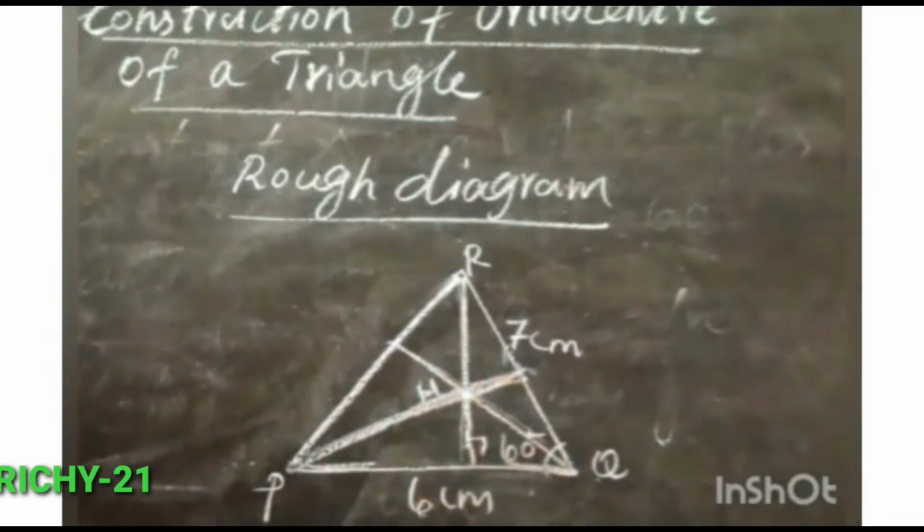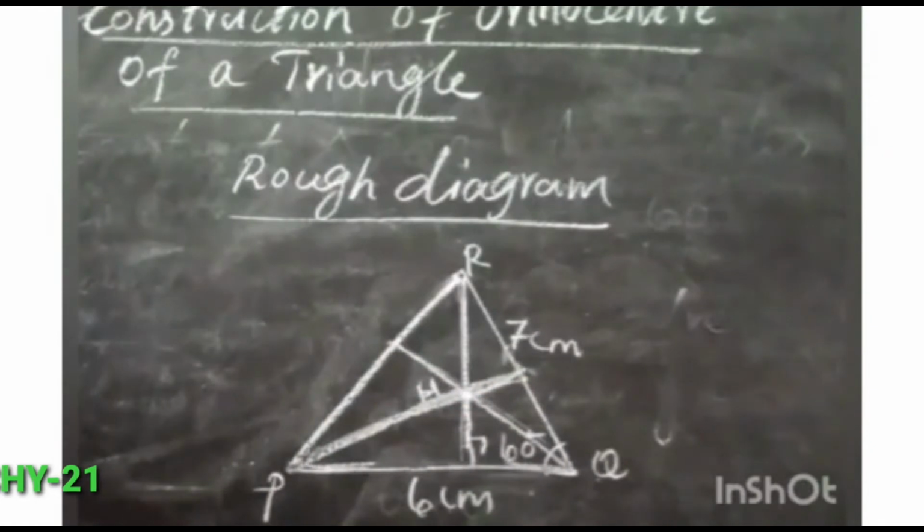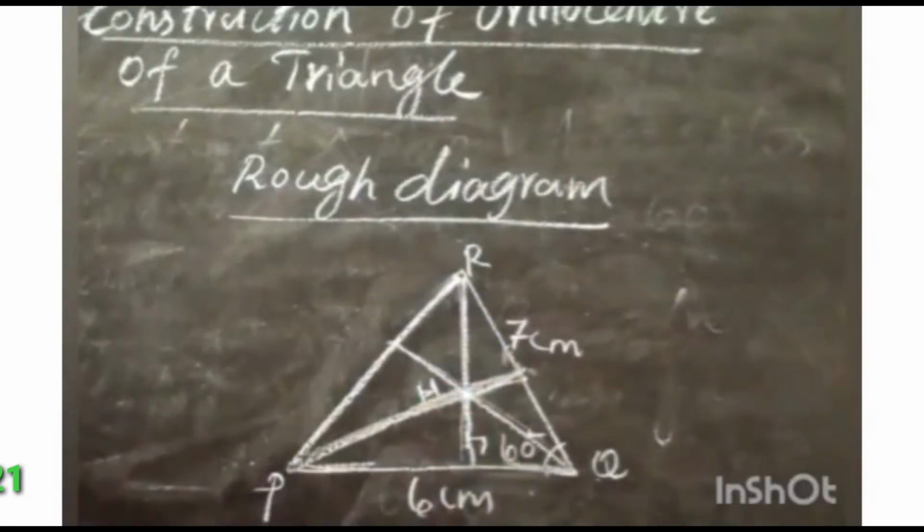For the main diagram you have to draw the altitudes of any two sides only, that is enough. After that we will mark the cutting point where the altitudes meet at one point, and that point is H. There is no need to draw all three altitudes. Let us start the main diagram.